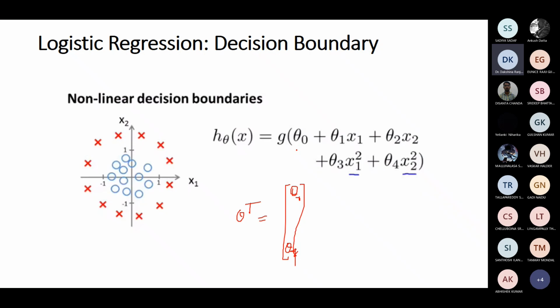Now can you tell me what will be the values of theta 0 to theta 4, so that we can get a nonlinear decision boundary which will classify these two different classes of data points? What will be the values of theta 0, theta 1, theta 2, theta 3, and theta 4? These are the model parameters.